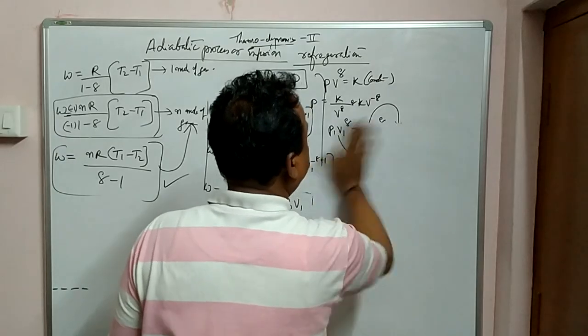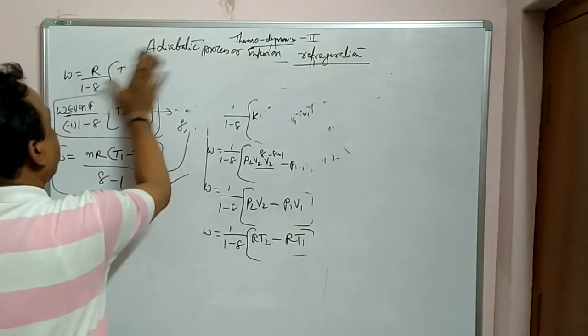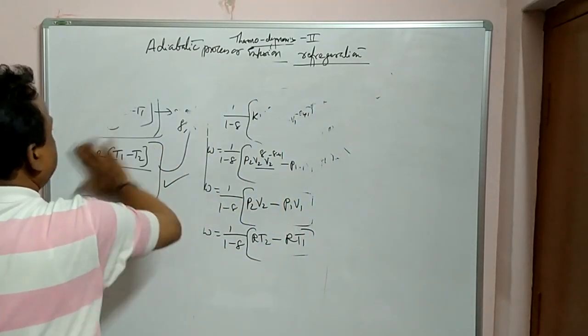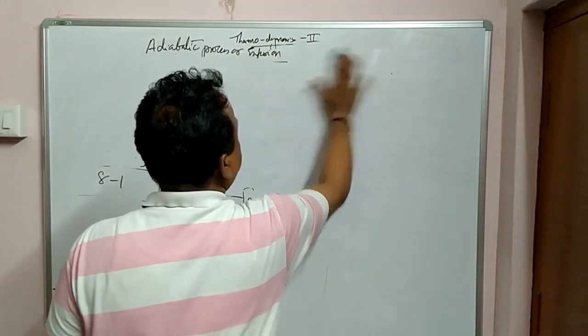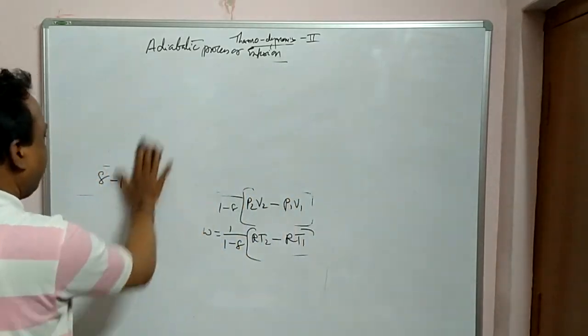Now we will draw a graph for this one. Just now I told you adiabatic is a fast process, like a freezer freezing ice. Refrigeration is the best example. Very fast process.